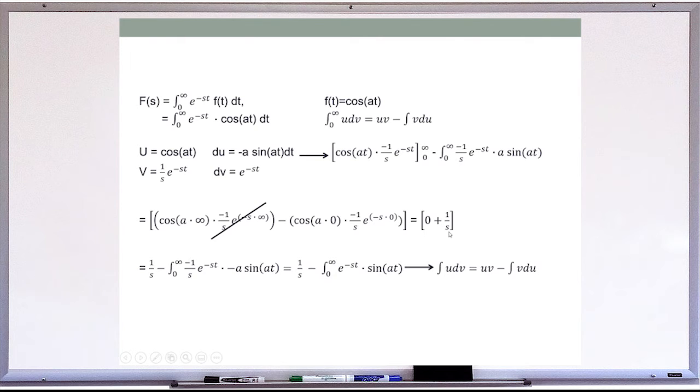Now we bring 1 over s down here, and we also bring this other part of the equation down here. We get this equation. From here, we simply use integration by parts for a second time.